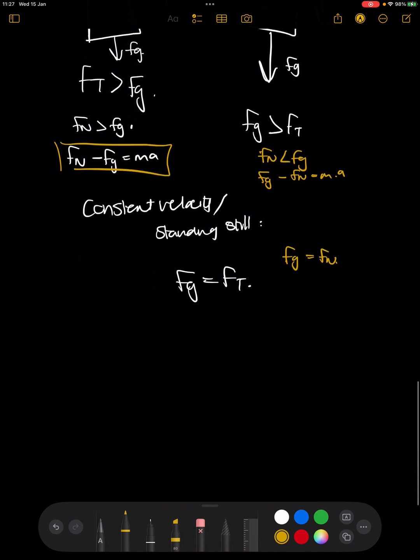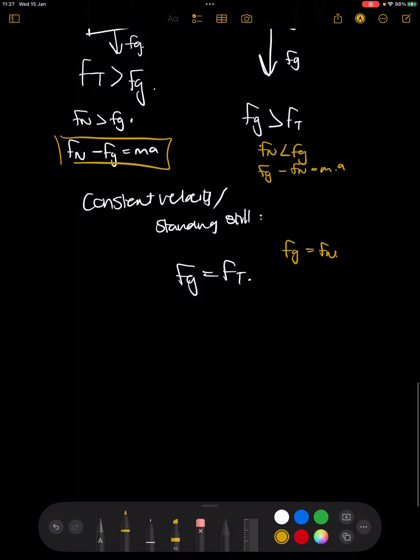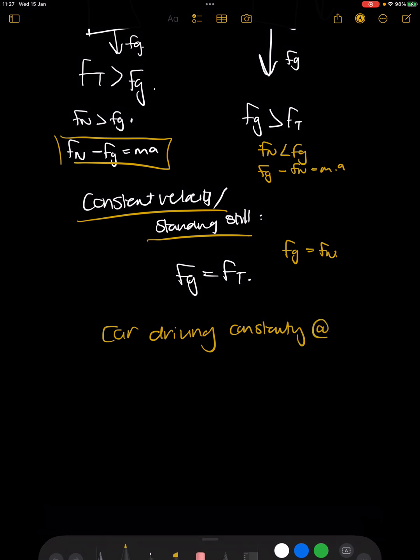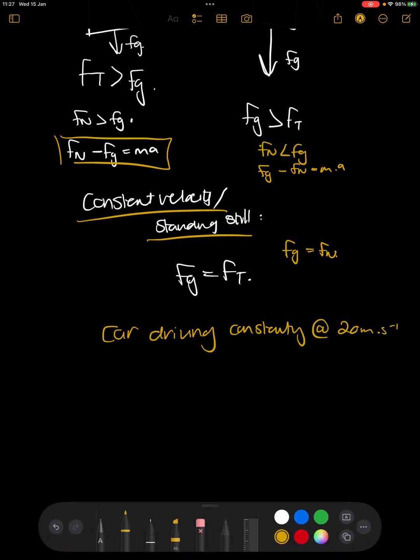Which is also something else that's very important to remember, something we touched on today, is that for this one, where it's constant velocity or standing still, so if something moves at a constant speed or velocity, or it is standing still, it means that there's no net force acting on it. So if they tell you a car is driving constantly at 20 meters per second, what you know is that your force is equal to 0, and this becomes a very important part of your syllabus and something we are going to be covering in a lot of detail.